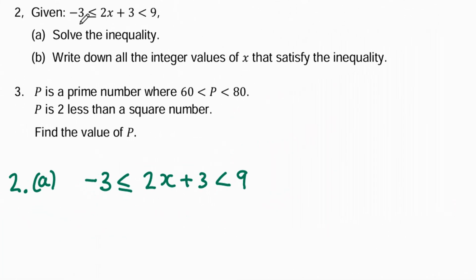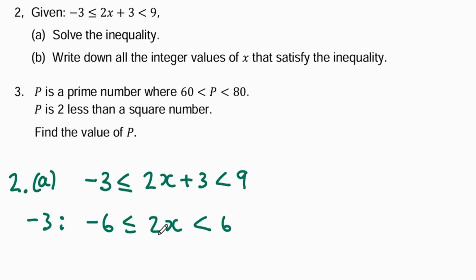Let's look at question 2. In question 2a here, we have to solve this inequality. We can get rid of this 3 here by subtracting 3 through. So negative 3 minus 3 is negative 6. 2x plus 3 minus 3 is just 2x. And 9 minus 3 is 6.